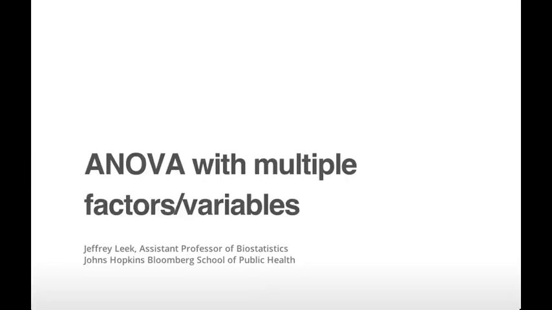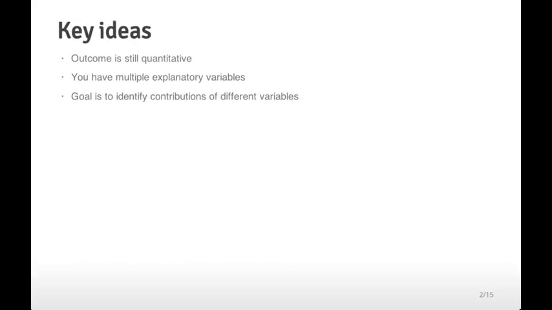This is a continuation of our lectures on ANOVA. In particular, here we're going to be dealing with the case of ANOVA where you have multiple factors or multiple variables that you're trying to include in the model at the same time. So the key idea here is that the outcome is still a quantitative variable, and ideally it's going to be a quantitative variable that's symmetrically distributed and maybe close to normally distributed.